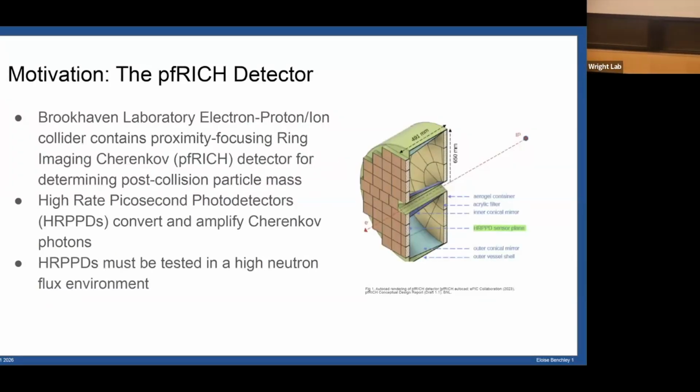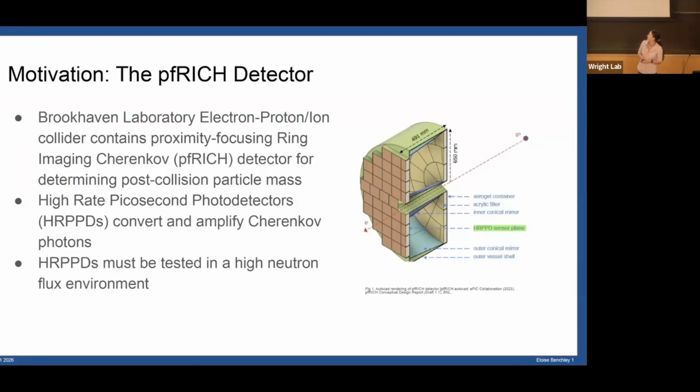So what's the motivation? It's the pfRICH detector. As you're going to hear a lot about today, there's an electron-proton ion collider being built at Brookhaven National Lab to find out more about the internal structure of atoms. One of these detectors is the proximity focusing ring imaging Cherenkov detector, which helps you determine post-collision particle mass, and therefore velocity, based on a momentum measurement you get from other detectors. This includes high rate picosecond photodetectors, or HRPPDs, which convert and amplify Cherenkov photons, which are formed as energetic particles traverse through an aerogel.